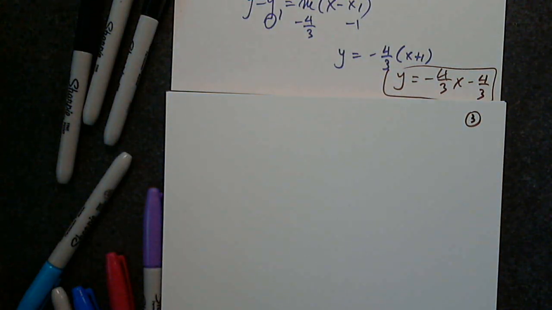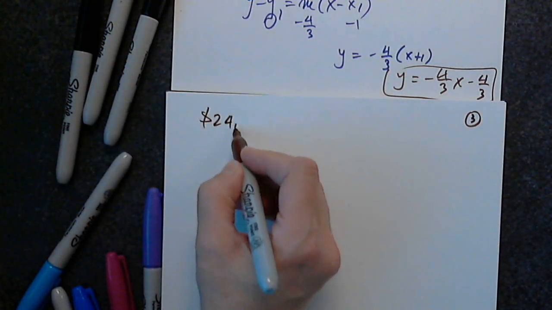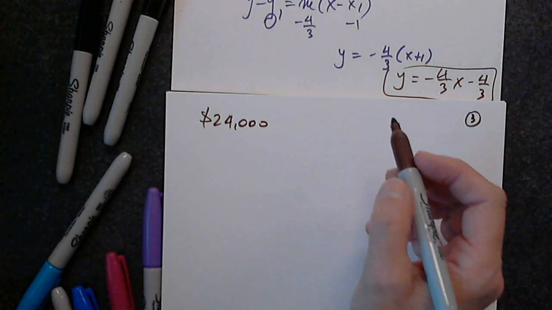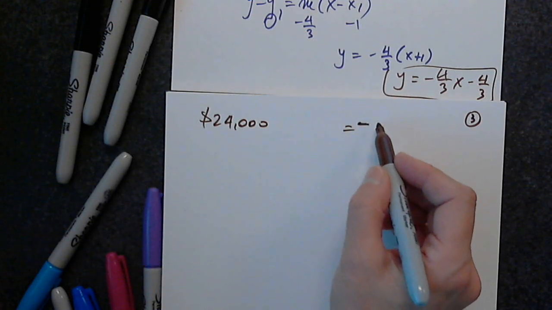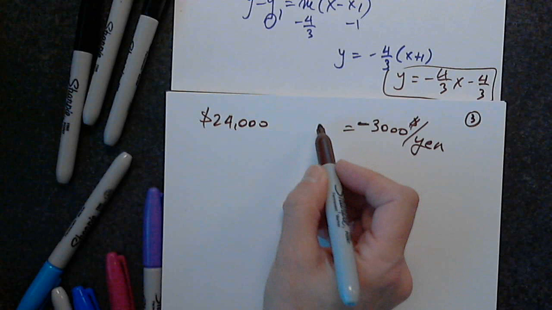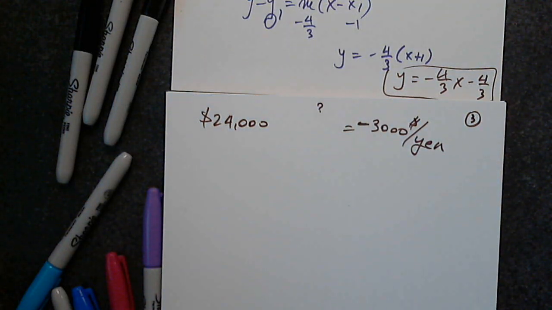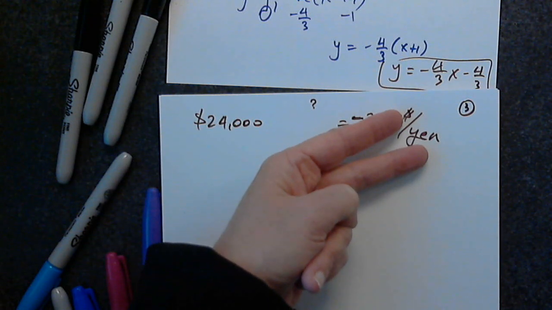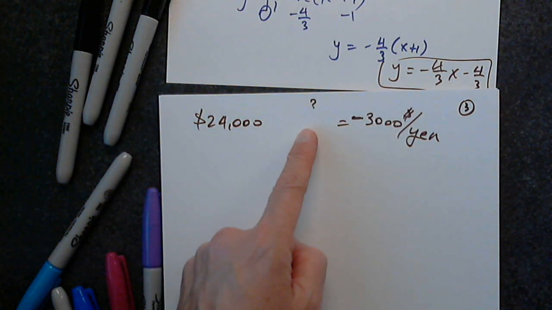A new car is worth $24,000 and is depreciating in value by $3,000 per year. What is $3,000, or actually negative $3,000 per year? What is this? Okay. So every time we see a measurement unit that is a ratio, it must be the slope. So it cannot be x.